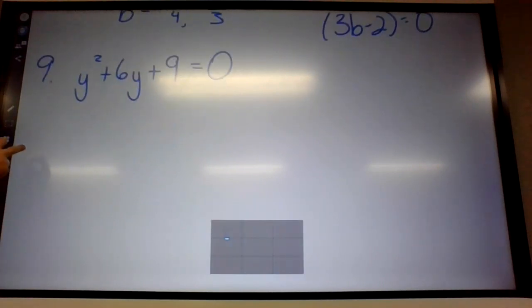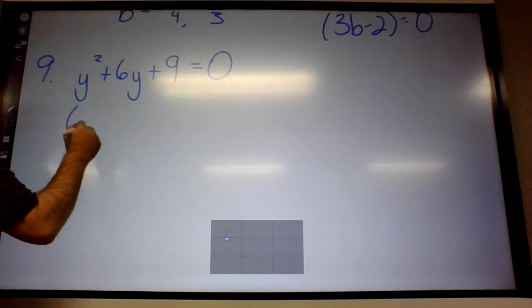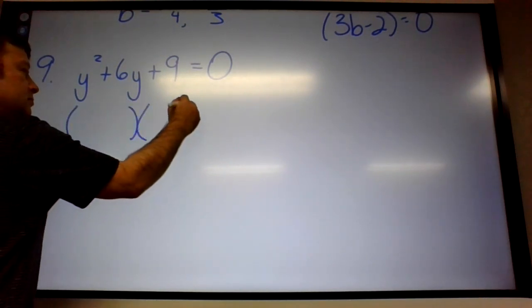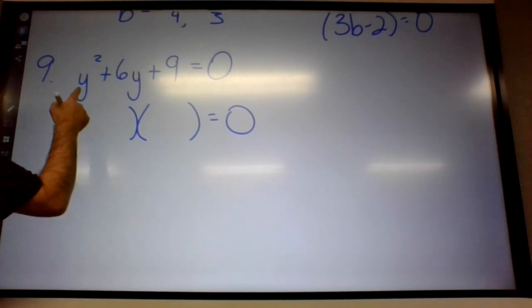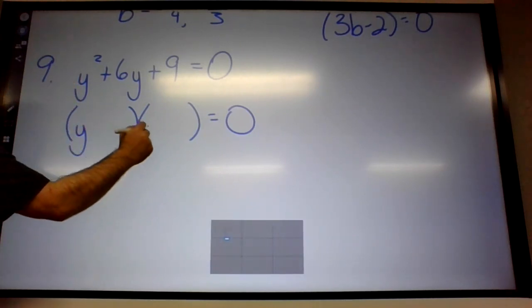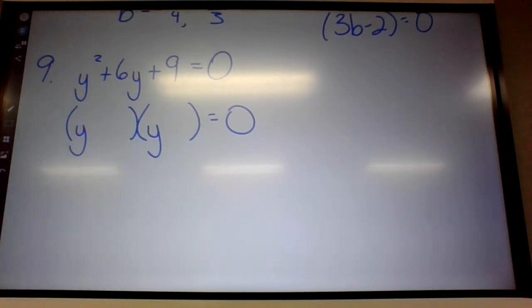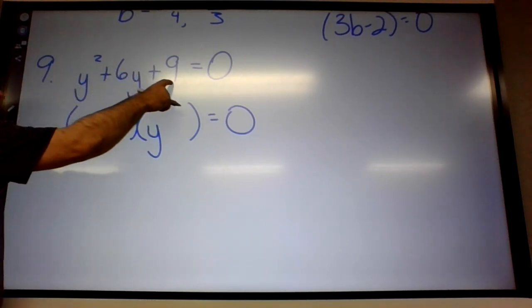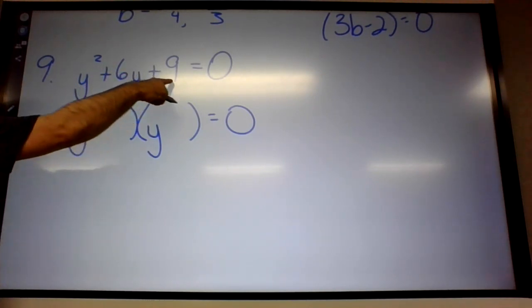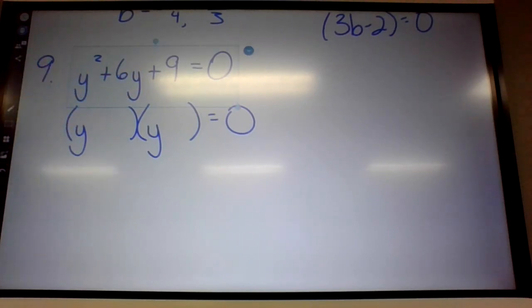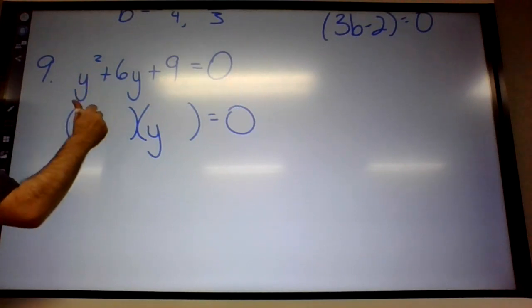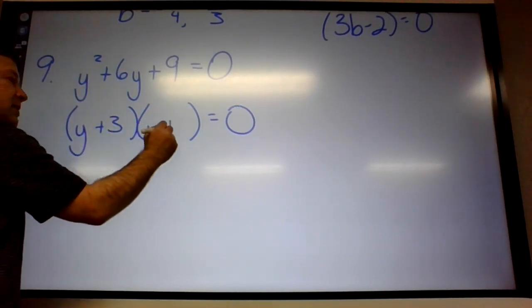So Jesse, you know how to factor this one? Yeah. Y squared is y times y. Okay, yeah, what goes into y squared, y times y, that goes in the front. And then 6y, 9. So for the back, it's what multiplies into 9 that also adds up to 6. 3 and 3. 3 times 3 is 9. 3 plus 3 is 6. So this one is 3 and 3.